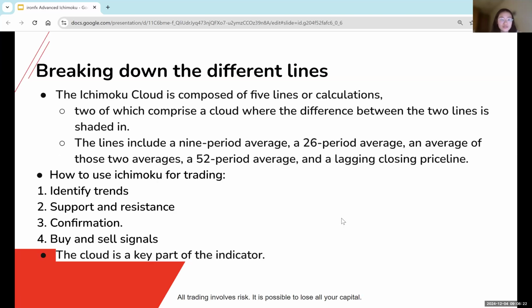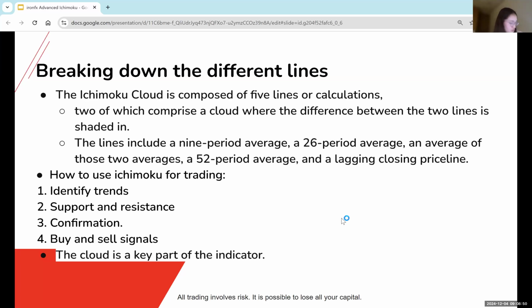So now breaking down the different lines, the Ichimoku cloud is composed of 5 lines of calculations, 2 of which comprise a cloud where the difference between the 2 lines is shaded in, and the lines include a 9-period average, a 26-period average, an average of those 2 averages, a 52-period average, and a lagging closing price line.